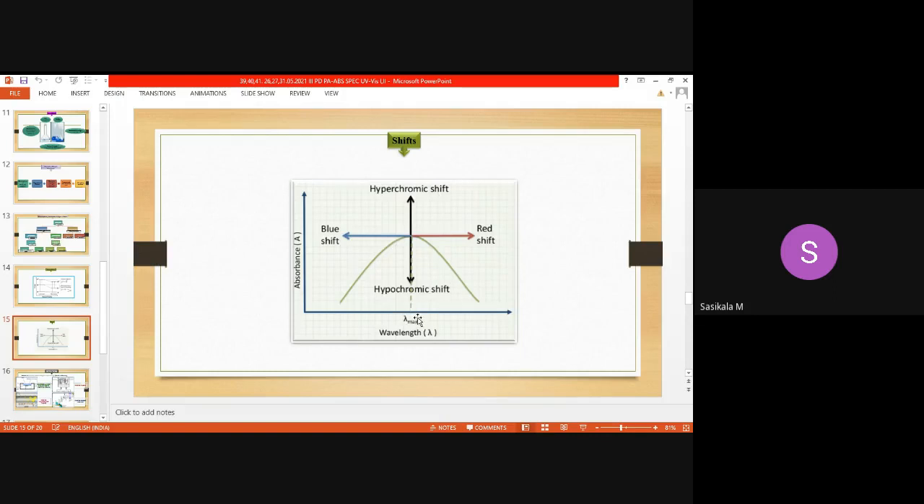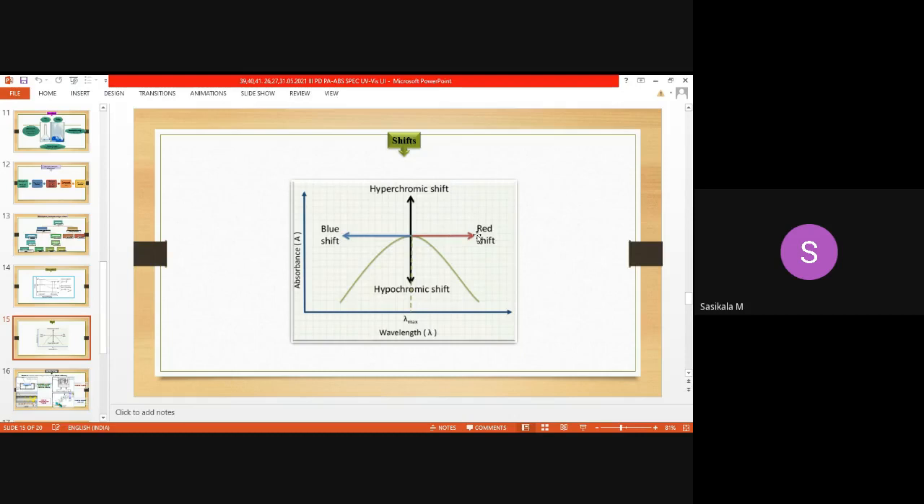You can observe here lambda max, the maximum absorbance for a compound at a particular wavelength. On the y-axis, maximum absorbance; on the x-axis, the wavelength at which it gives maximum absorbance is called lambda max. Lambda max varies for each and every compound, so it is considered a qualitative parameter for any compound. And as for how shifts occur, there are 4 kinds of shift from the lambda max. One is called red shift, another is blue shift, then hyperchromic and hypochromic shift.